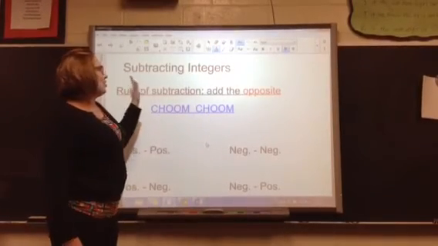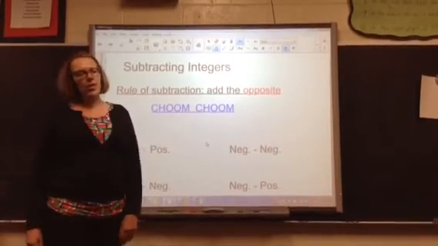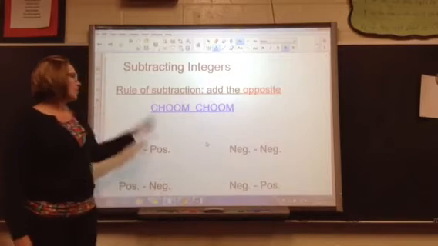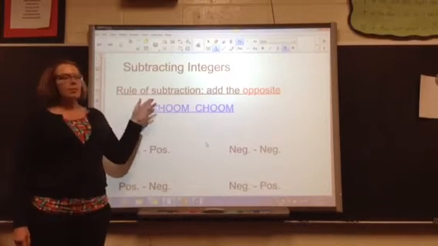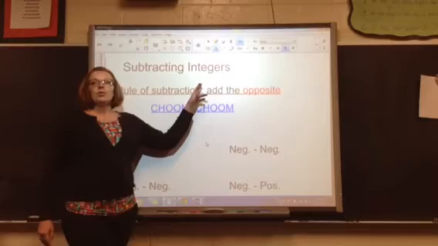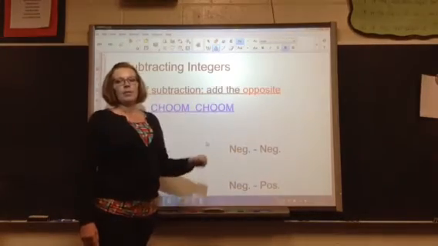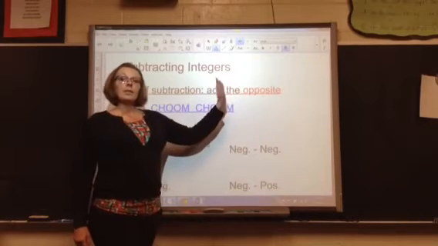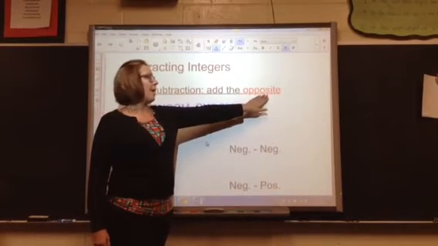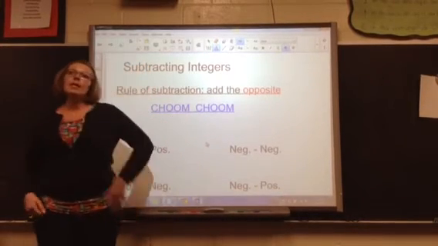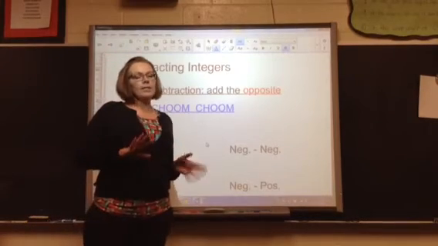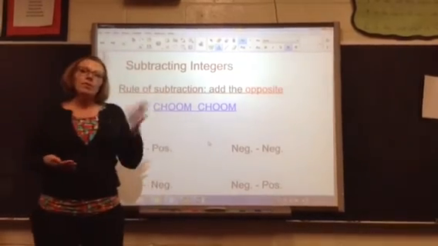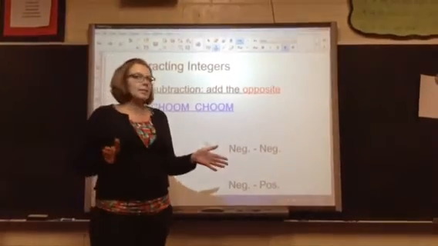This lesson is on subtracting integers, all right? So the first thing that we need to talk about is the rule. The rule of subtraction is that you add the opposite, meaning you're going to turn the subtraction sign into addition, and then the next number that comes after it, you're going to turn it into the opposite. Remember, the opposite of a positive is a negative, or if you have a negative, the opposite of a negative is a positive.